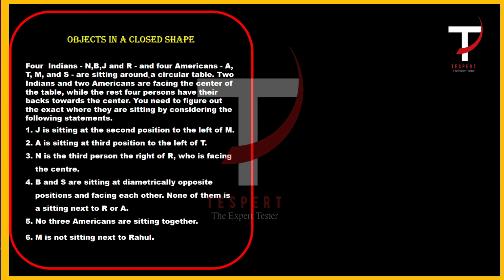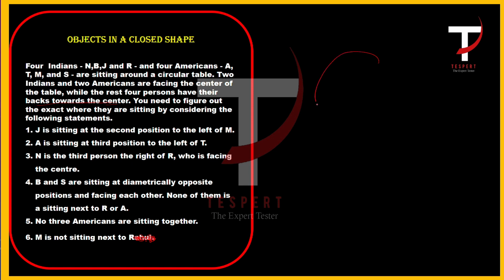Okay. So four Indians N, B, J, and R, and four Americans A, T, M, and S are sitting around a circular table. Two Indians and two Americans are facing the center, while the rest four persons have their backs towards the center. That means facing away from the center. So you need to figure out exactly where they are sitting by considering the following statements. J is sitting at the second position to the left of M. Okay, we will get back to this.